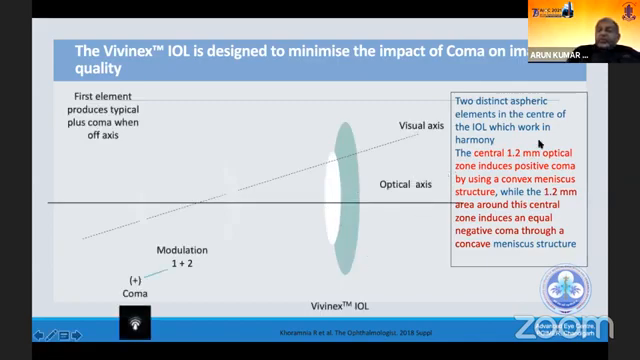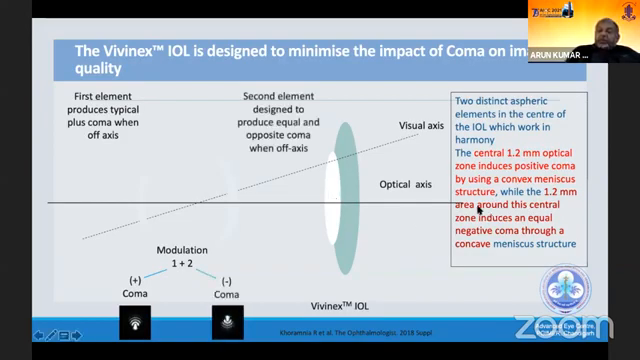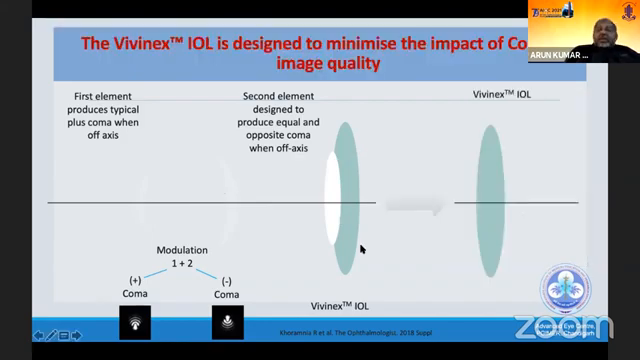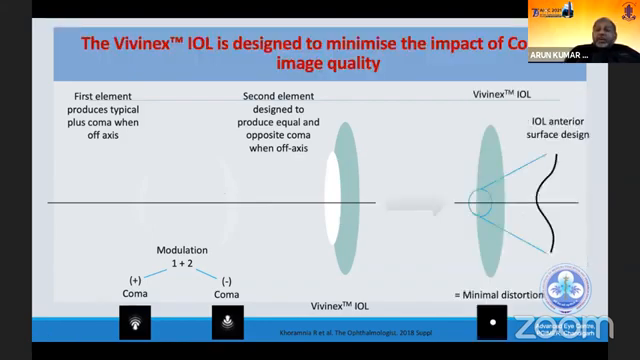The central 1.2 millimeter of optical zone induces a positive coma by using a convex meniscus structure there, while the area around it induces an equal and negative coma through a concave meniscus. So the combined effect improves the image quality by counteracting the decentration effect as well as the tilt effect. You can see it counteracts in the opposite direction and you get a minimal distortion of image.